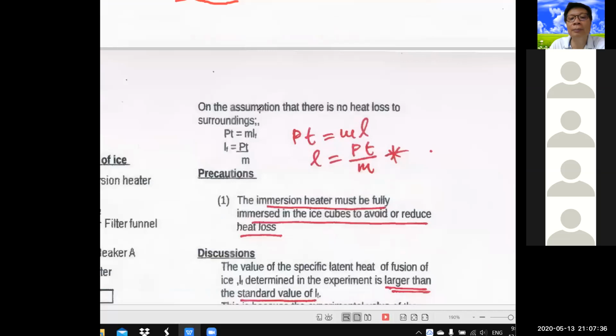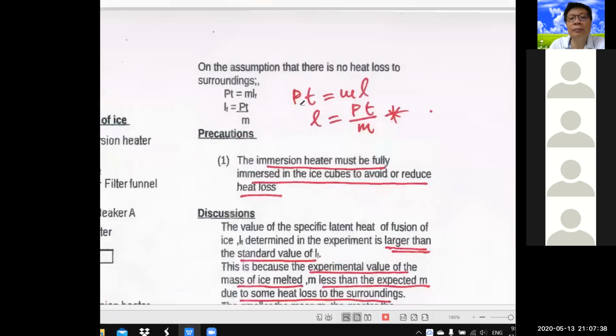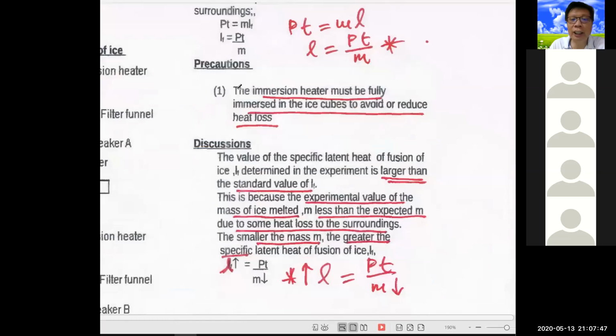Okay, the answer. On the assumption that there's no heat loss, use this formula to calculate. Okay, precaution here. So please read the precaution.